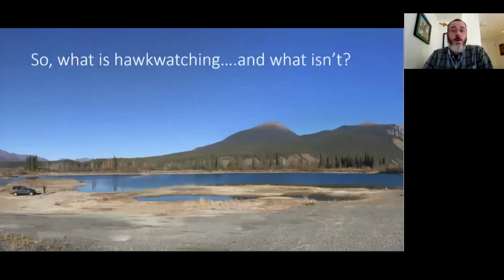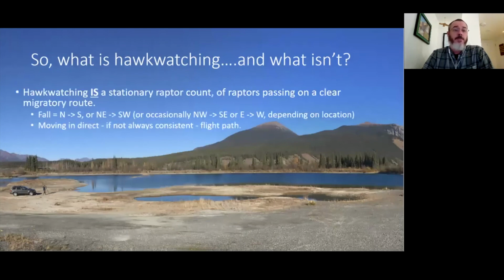So what is hawkwatching, right? And what isn't? I'll try to keep this brief, but hawkwatching is a stationary raptor count of raptors passing on a clear migratory route. Now, in the fall, for us here in the Great Lakes, that generally means the birds are moving from north to south or northeast to southwest.